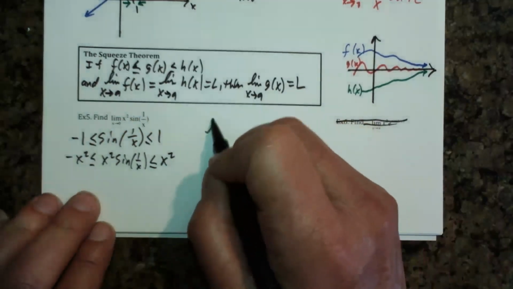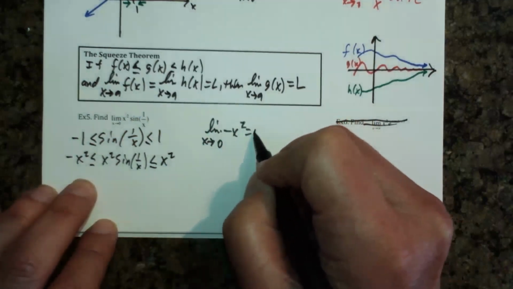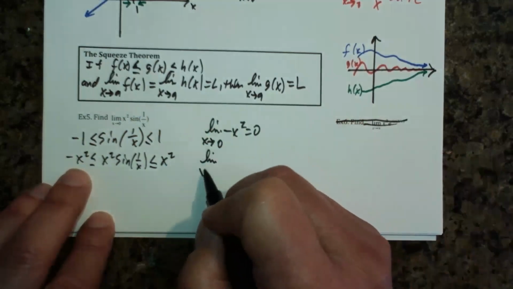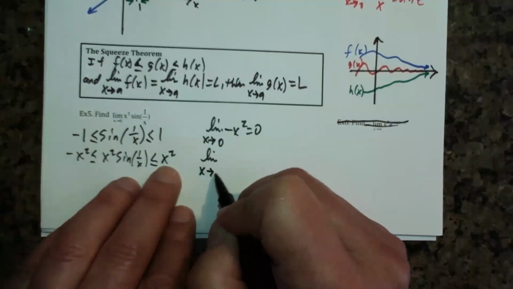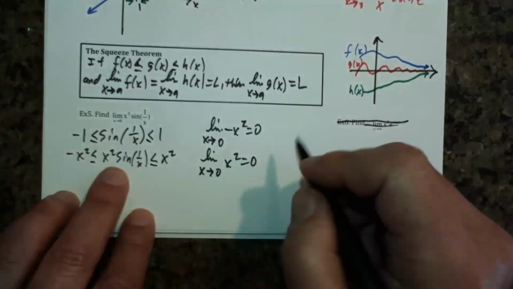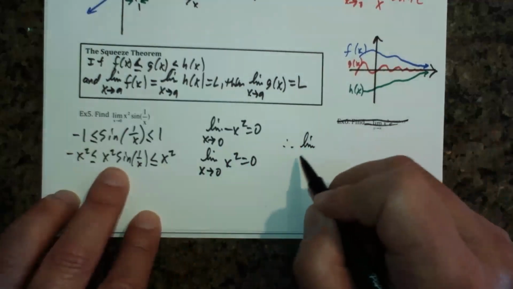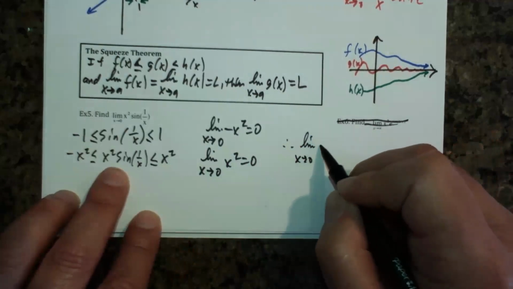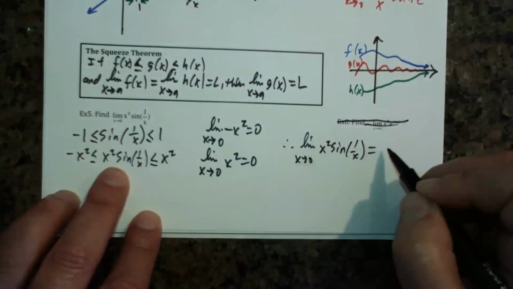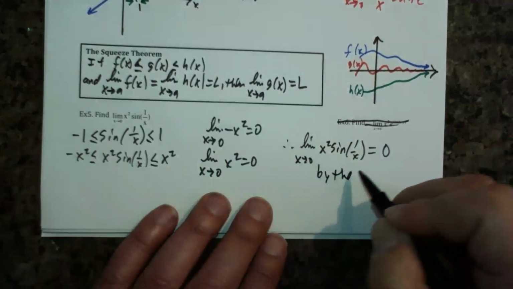And we know that the limit of the smaller function is here. And the limit of the upper function, right over here, is also here. And this function is between. Therefore, we have to conclude that the limit as x approaches 0 of x squared sine of 1 over x has to also equal 0. This is by the squeeze theorem.